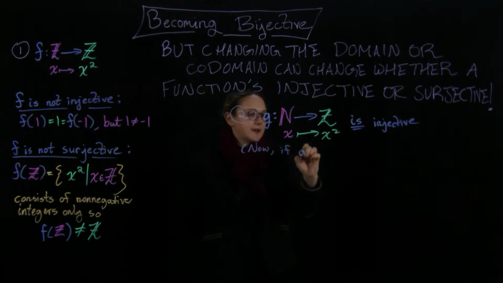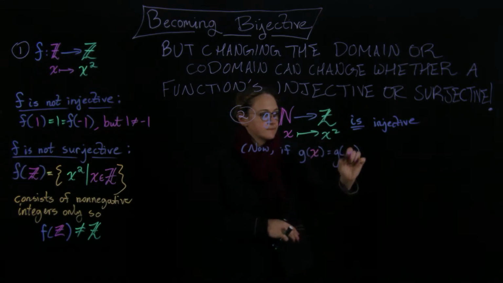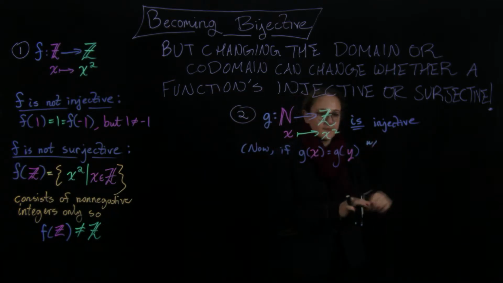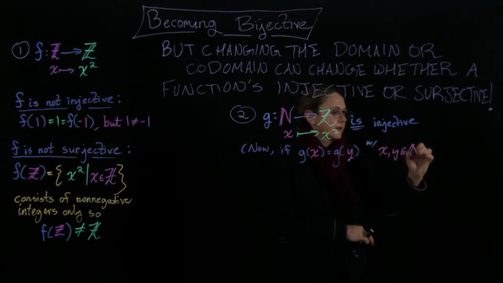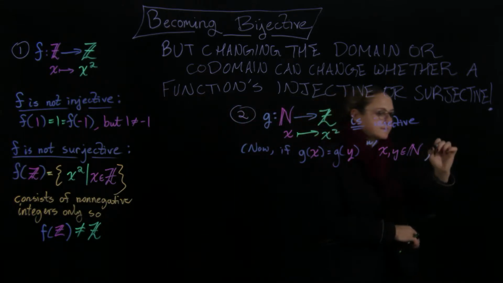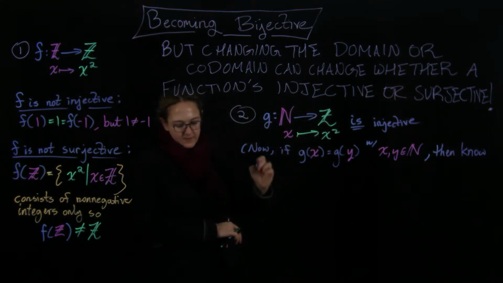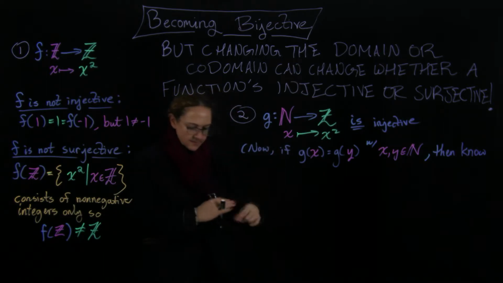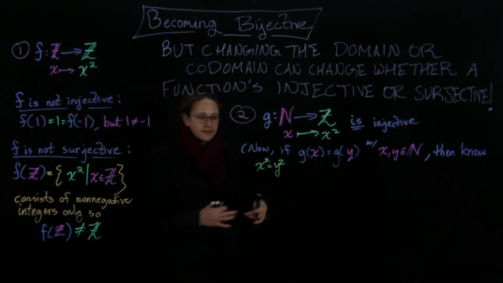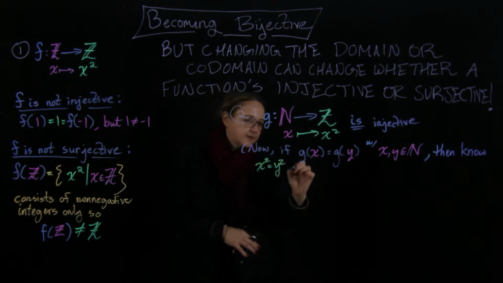If we have that g of x equals g of y, with x and y being natural numbers, then we know that x squared equals y squared. This is the output. Then, because these are both positive, we know that this implies x equals y.